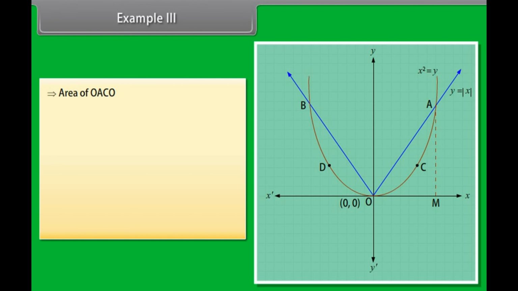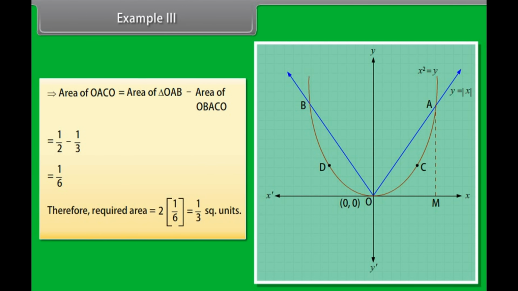It implies area of OACO is equal to area of triangle OAB minus area of OBACO, which equals 1/2 minus 1/3, which equals 1/6. Therefore, the required area is equal to 2 times 1/6 equals 1/3 square units.